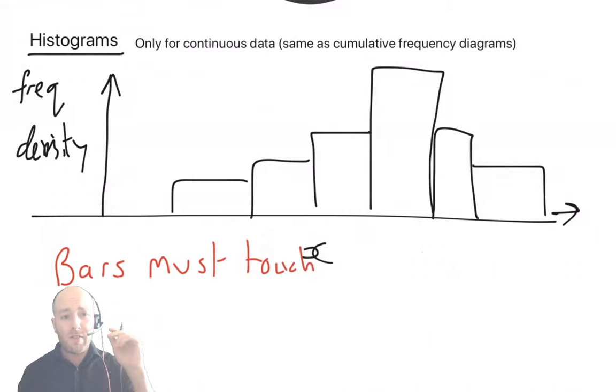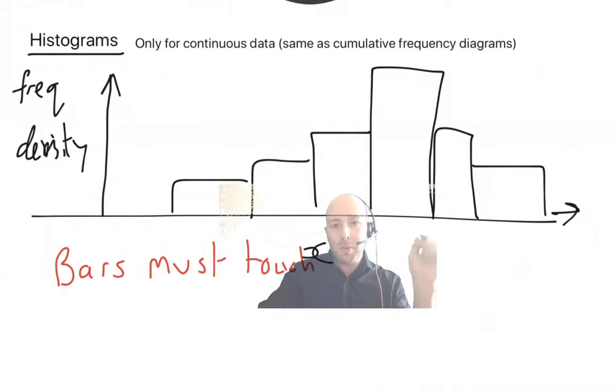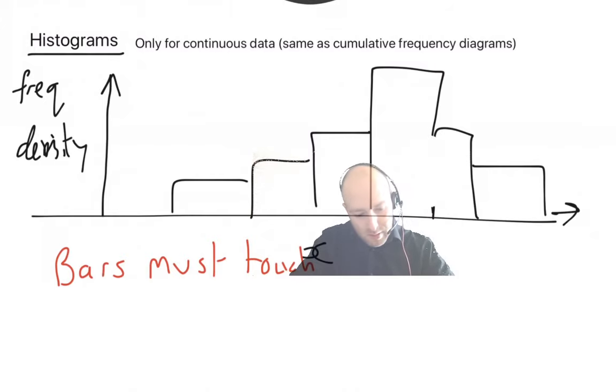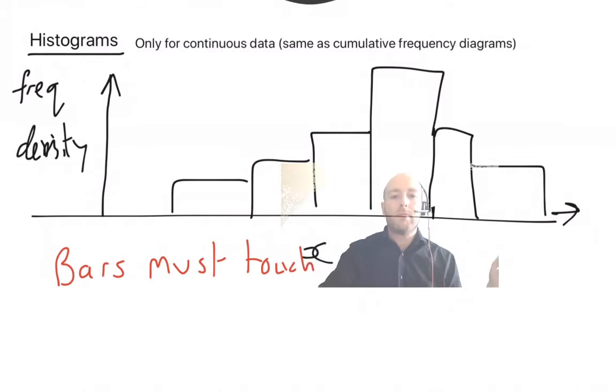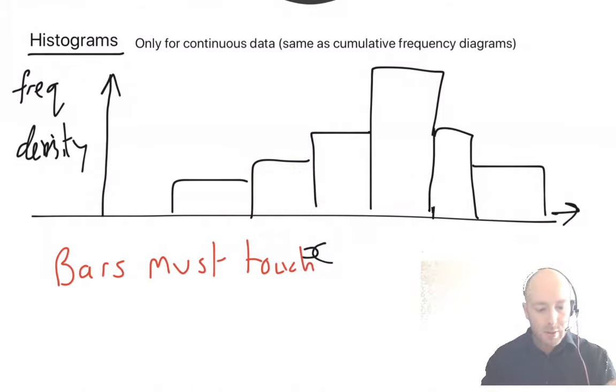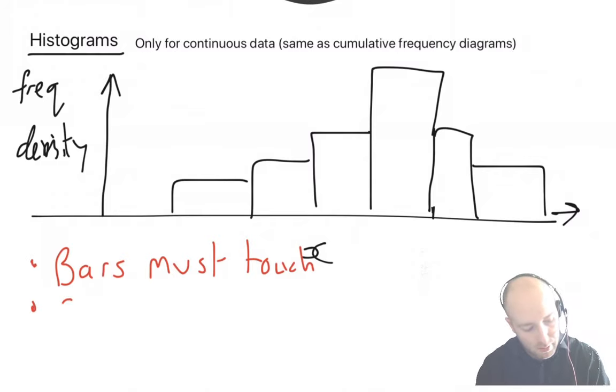If the bars don't touch, then it's a bar chart, not a histogram. So make sure your bars touch. This one probably wouldn't get away with that actually. Let's fix that so it looks proper. Yeah, that'll do. And yeah, so bars must touch, and histograms are only for continuous data.